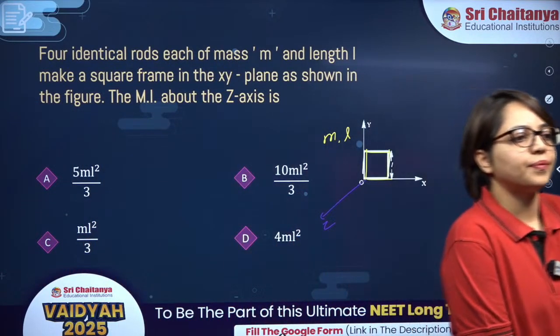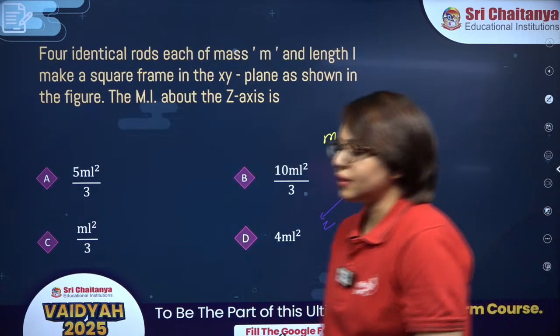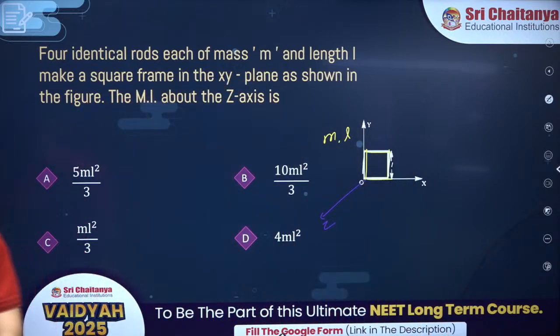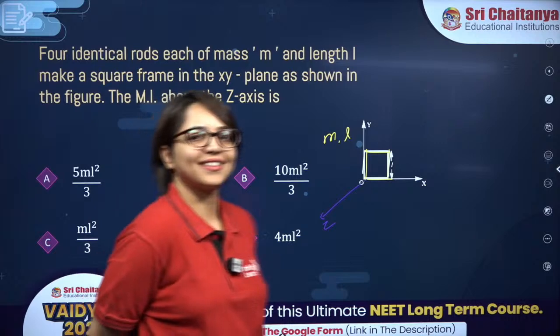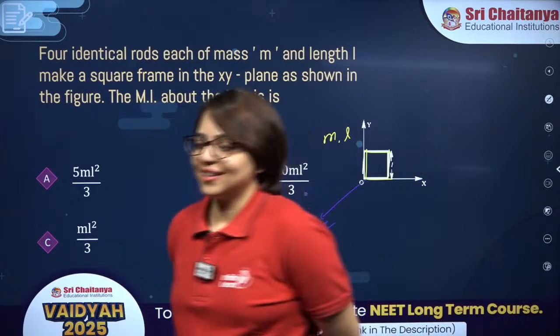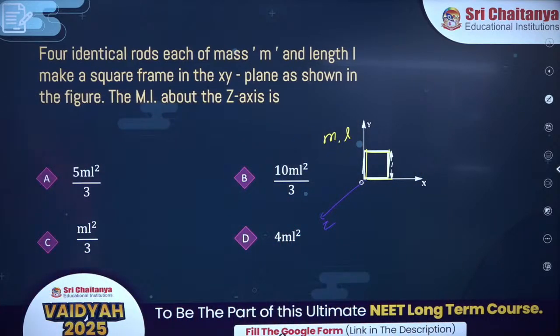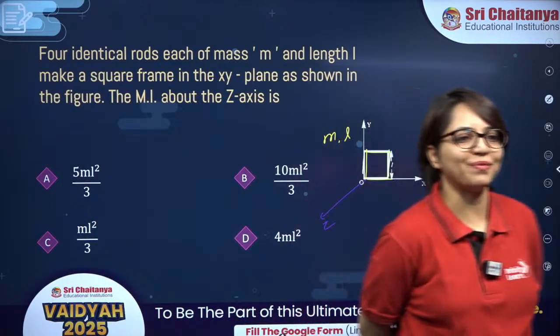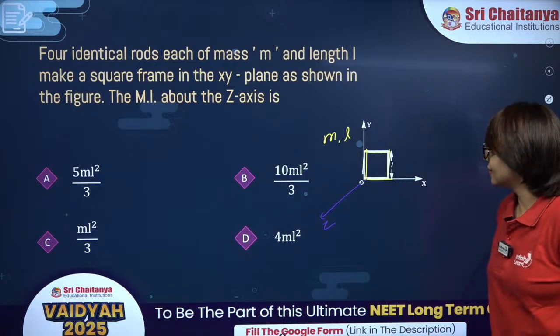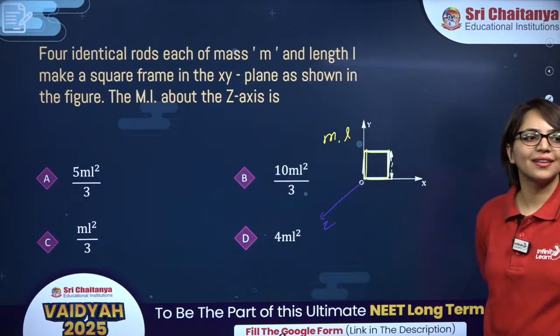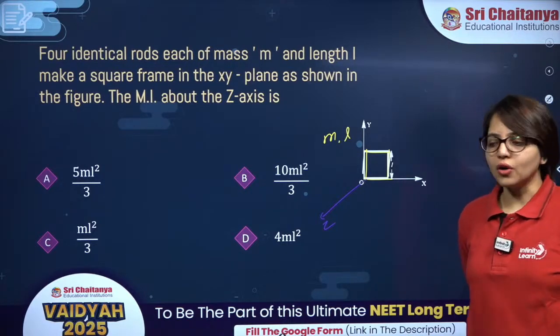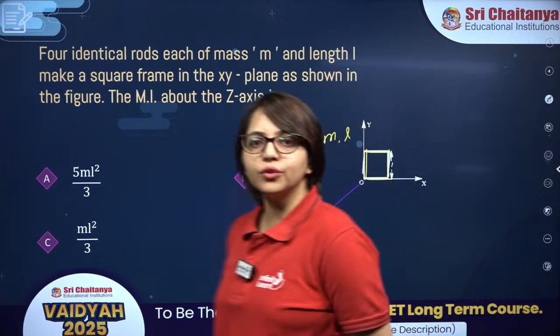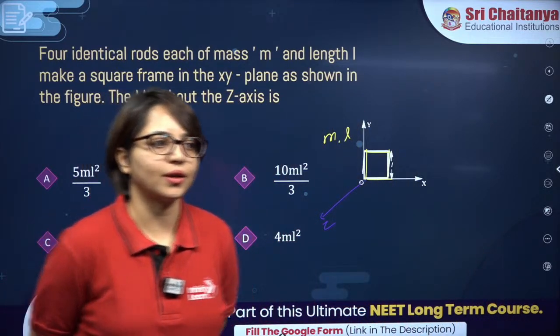Please try this one everyone. Option D. All right. Option B. We have two different answers. Okay. For two rods, it is direct. For two rods, you have to apply parallel axis theorem.